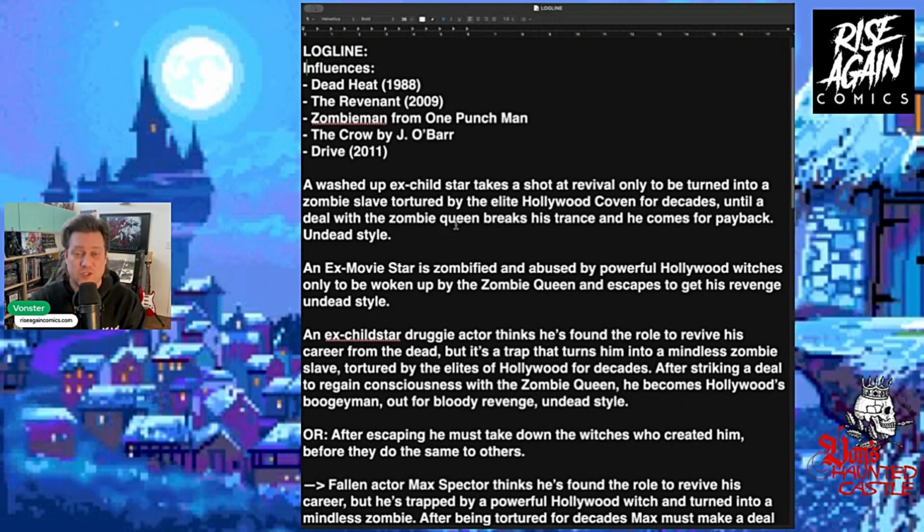Okay, the first log line I did was this. A washed up ex-child star takes a shot at revival, only to be turned into a zombie slave, tortured by the elite Hollywood coven for decades, until a deal with the zombie queen breaks his trance, and he comes for payback, undead style. Not bad, not bad.